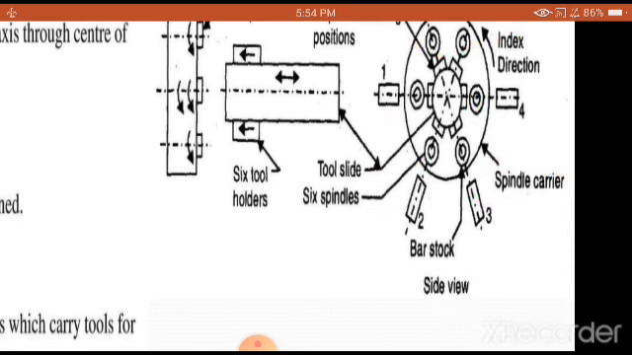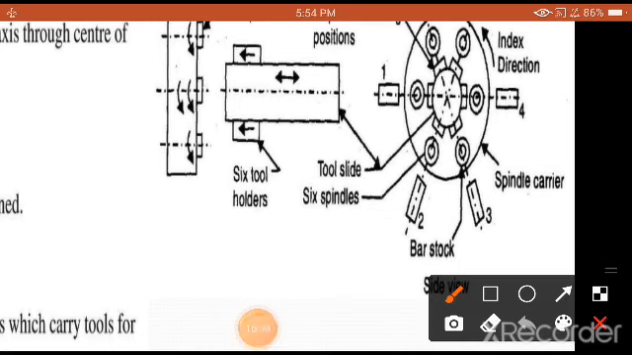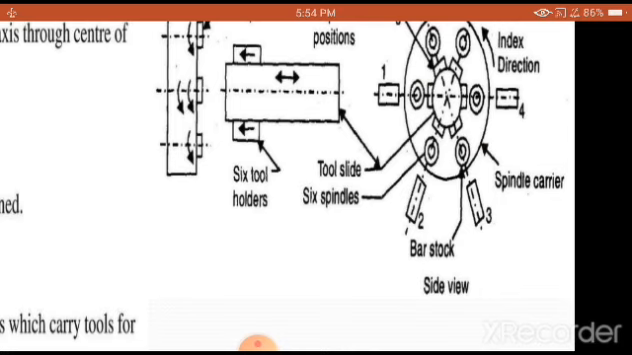See what happens. The workpiece which is mounted here at the first station has some operation carried out by this tool, then it gets indexed 60 degrees and goes to the next operation, then the next, like this it comes completely, and finally the workpiece is taken off. That is done by the cutting off operation. It carries the work from station to station where various tools operate on it.